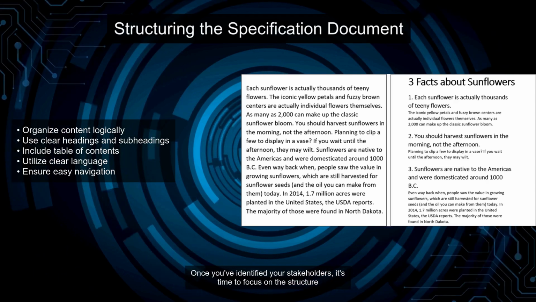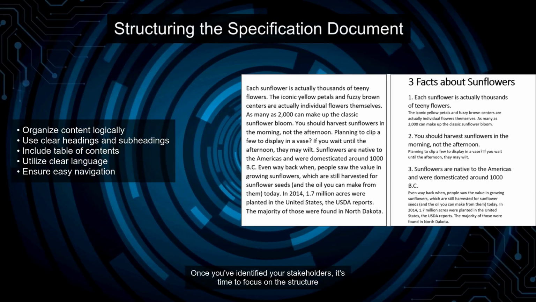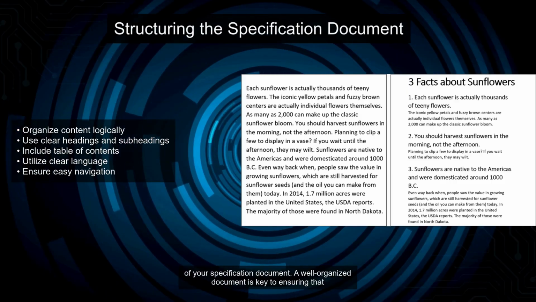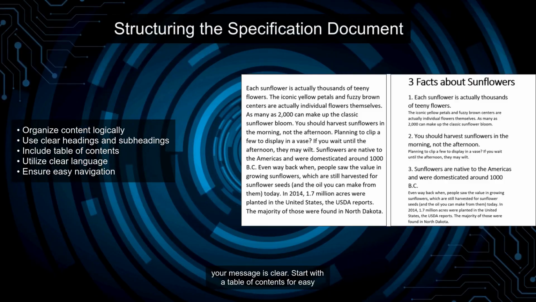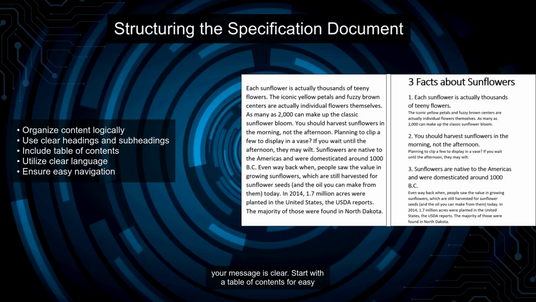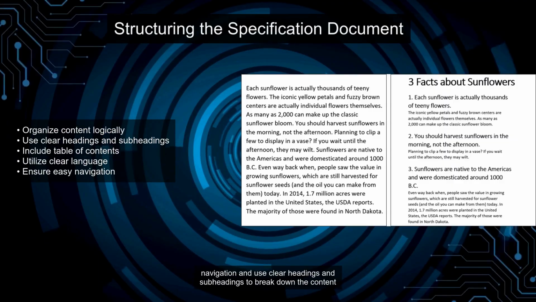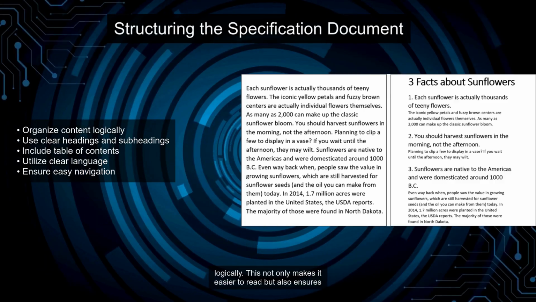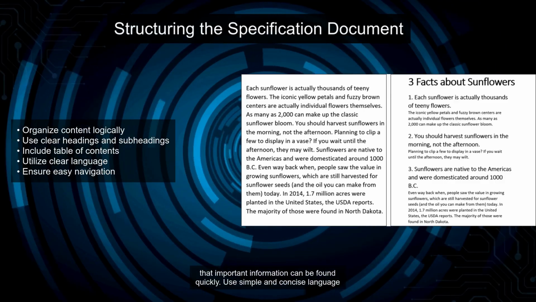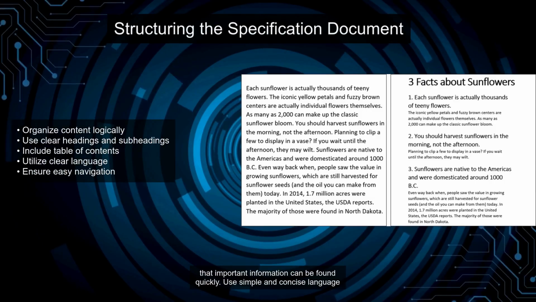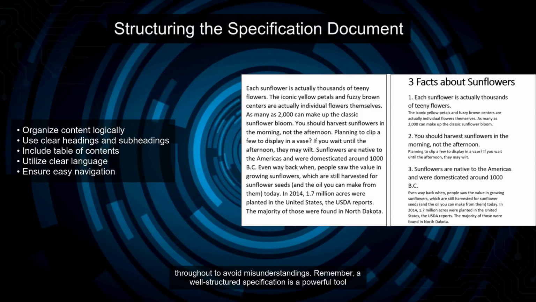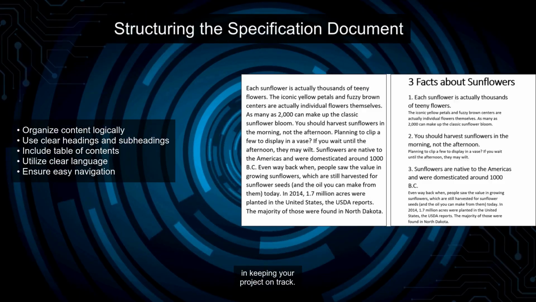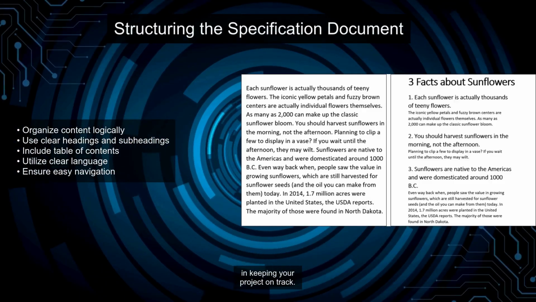Once you've identified your stakeholders, it's time to focus on the structure of your specification document. A well-organized document is key to ensuring that your message is clear. Start with a table of contents for easy navigation and use clear headings and subheadings to break down the content logically. This not only makes it easier to read but also ensures that important information can be found quickly. Use simple and concise language throughout to avoid misunderstandings. Remember, a well-structured specification is a powerful tool in keeping your project on track.